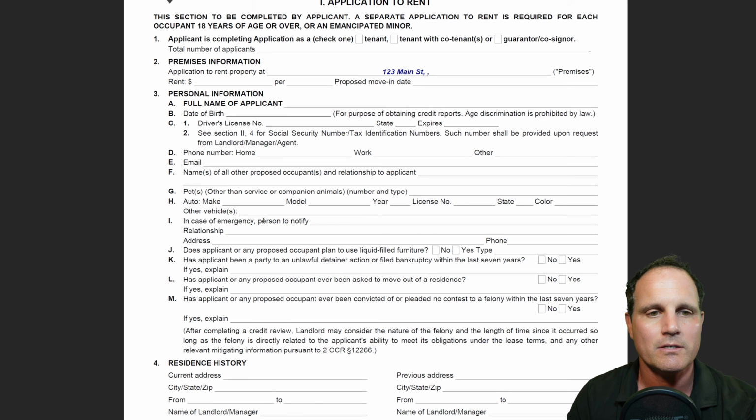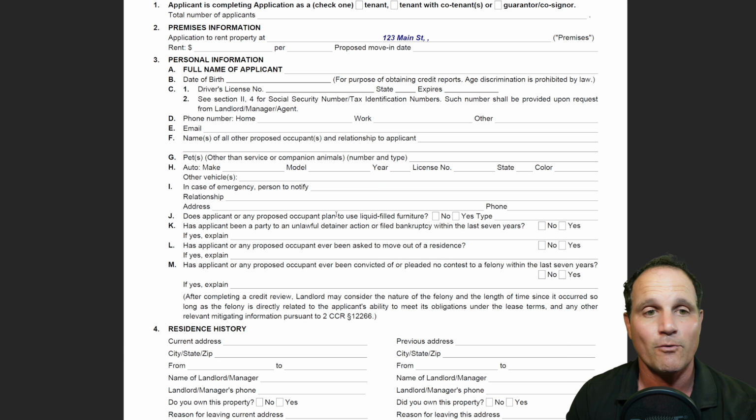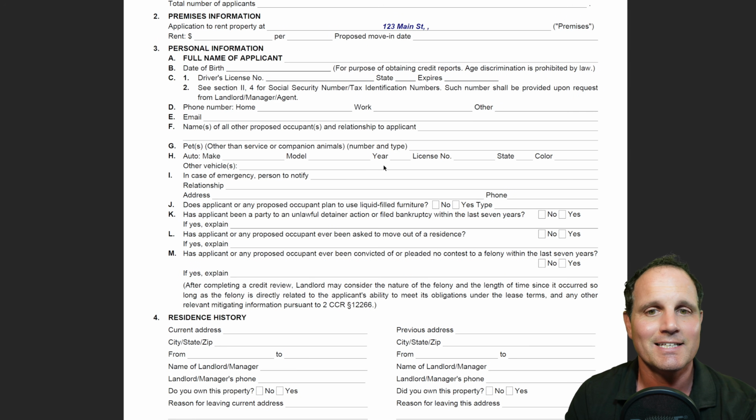Moving into cars, in case of an emergency, who to contact, that's important information. Unfortunately, things happen to tenants. There have been cases, for example, my wife is a property manager, where someone has passed away in a rental unit. You need to be able to connect with next of kin. J, the liquid-filled furniture, not sure why people still put this in here. Most people don't use waterbeds.